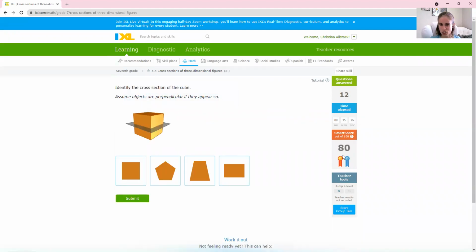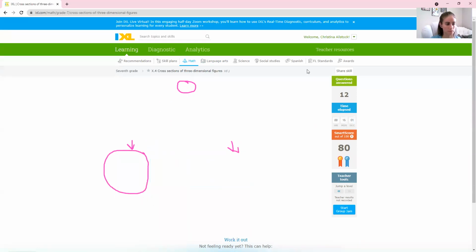Let's jump up to that 80 SmartScore. We get the challenge. Here we have a cube. We cut it horizontally. We open it up. This is where the directions are really important because it possibly could be either a square or a rectangle. It's a little hard to see. If we read our directions, it's telling us it's a cube. So is a cube a three-dimensional square or a three-dimensional rectangle? A cube is a three-dimensional square, so all sides are even. So when we take that cross-section, the correct answer is a square.